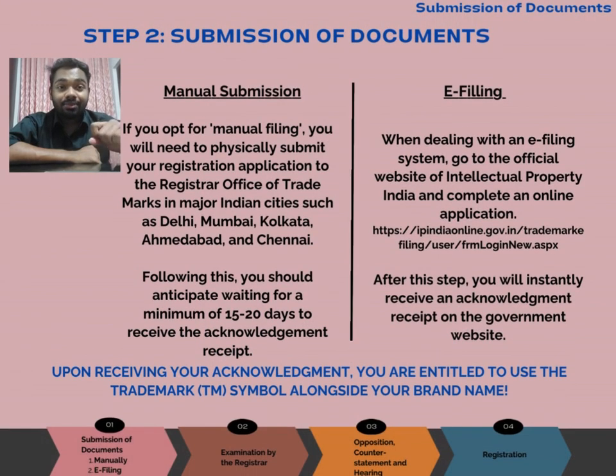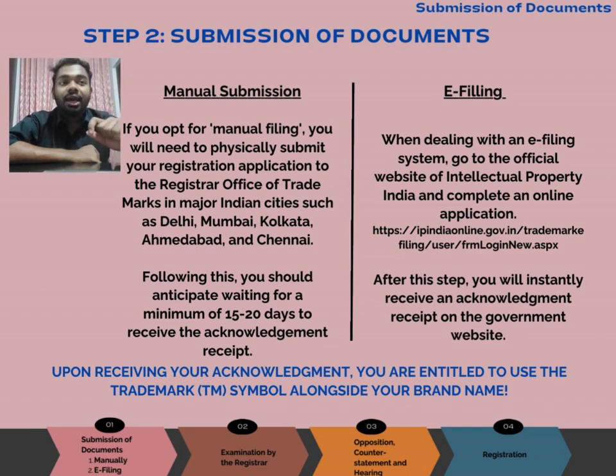The next step is submission of documents. Once you have the documents ready, you have two options, that is manual filing or e-filing. If you're manually submitting the documents, you have to go to one of the offices in Delhi, Mumbai, Kolkata, Ahmedabad or Chennai and submit the documents to the Office of Registrar of Trademarks. Then the other option is e-filing. In e-filing, you can go to the official website of the Intellectual Property India and submit an online application. The link for the same is given below in the bio.